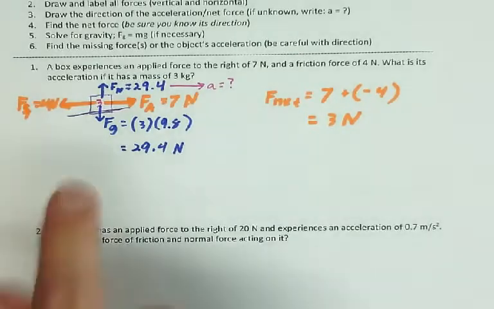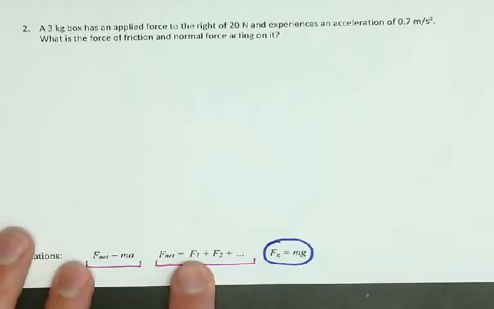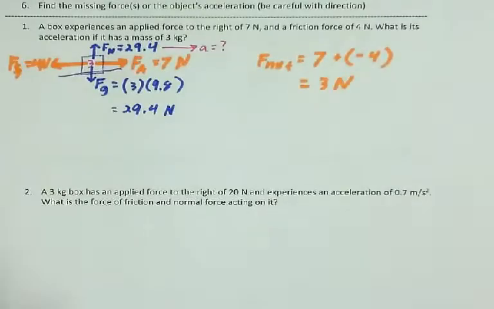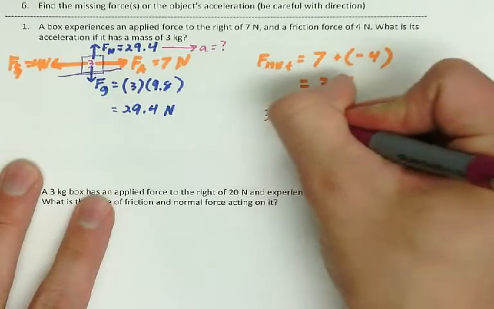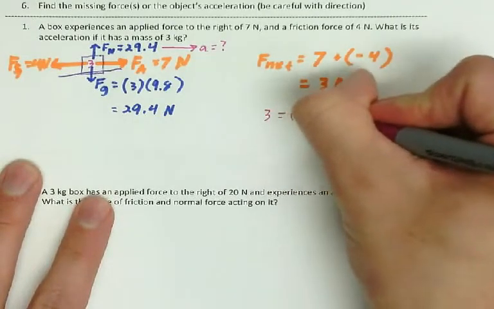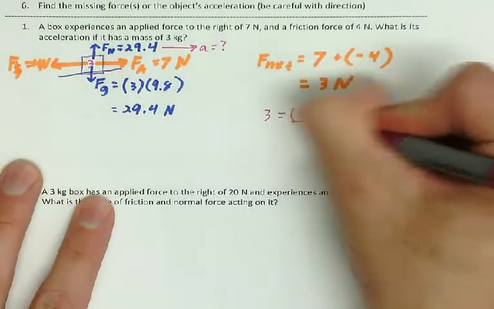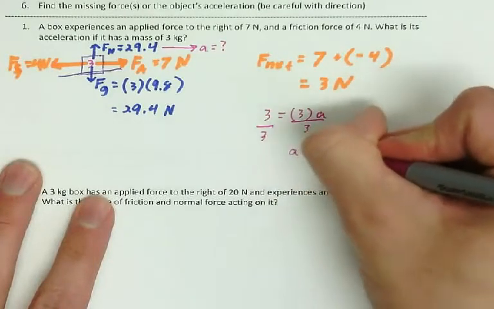Okay, so we're on to 6. Find the missing forces or the acceleration. I'm finding the acceleration. I used F net equals F1 plus F2 plus so on, which means now to find the acceleration, I'm going to use the other equation, F net equals ma. So F net is 3 equals the mass, which is 3, times the acceleration, a. Divide both sides by 3. You get a equals 1.